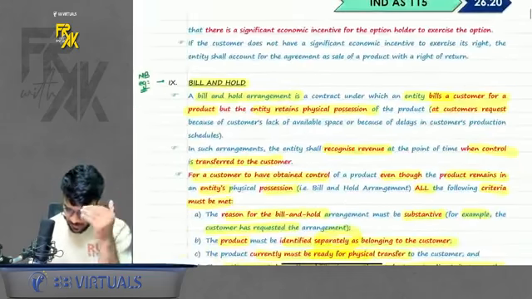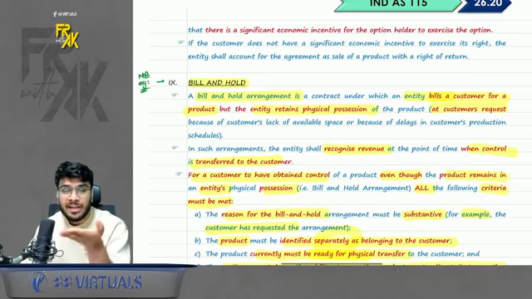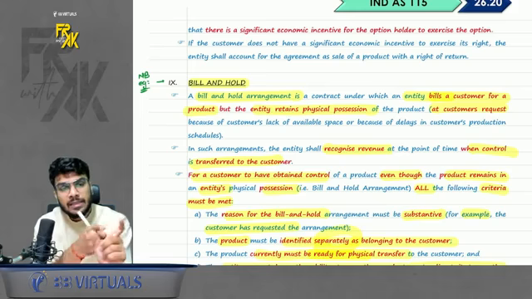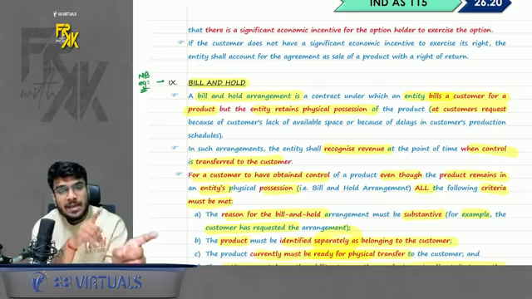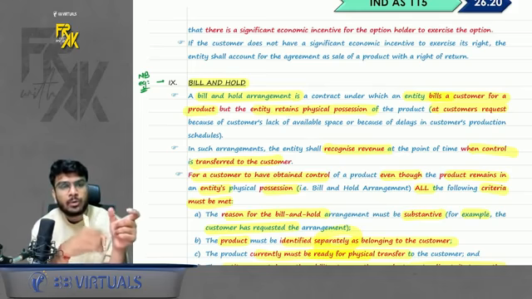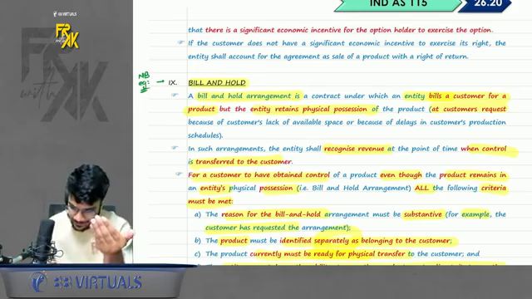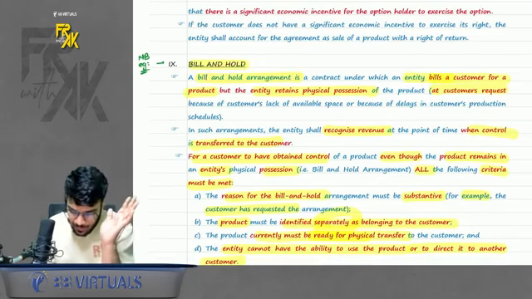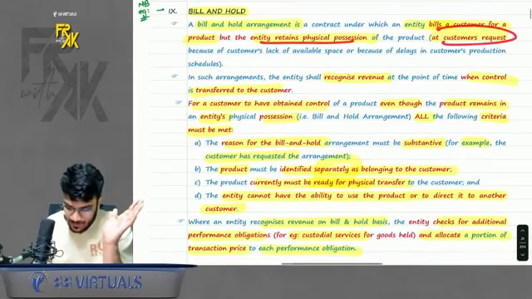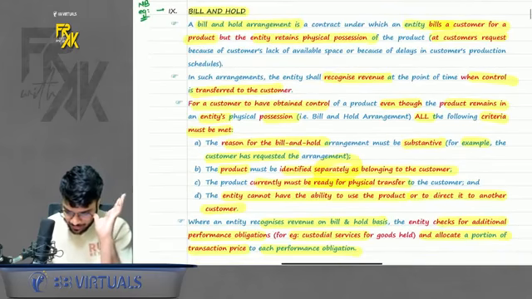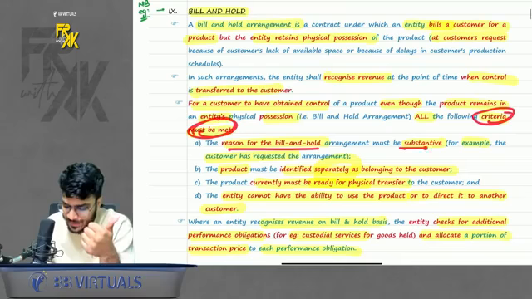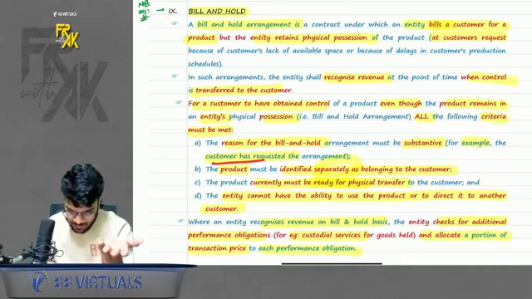Okay. So how to identify whether it is a bill and hold transaction? See, whenever it is a bill and hold transaction, even if the delivery is pending, still the asset belongs to the customer only. That means the company cannot sell this asset to a third party. So it says in a bill and hold arrangement, the entity bills a customer but retains the physical possession at the customer's request. Some indicators are given to identify bill and hold. First, the reason for bill and hold should be substantive. The reason may be at the customer's request.